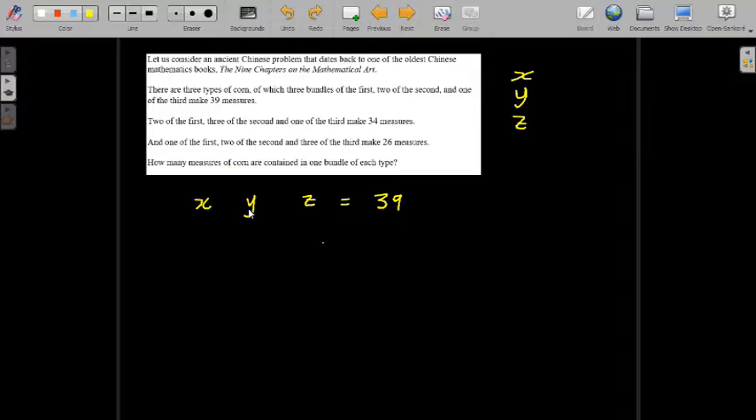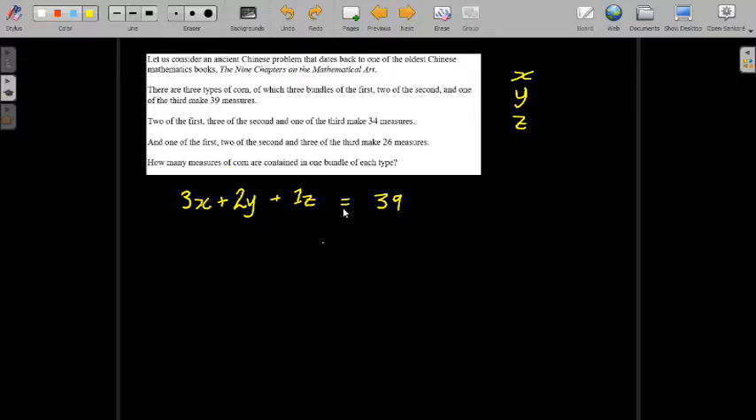So what I want to do, I'm spacing it out a little bit. I've got 3 bundles of the first type, 2 bundles of the second, and 1 bundle of the third. And all up, when I add them together, I get 39. So there's my first equation.